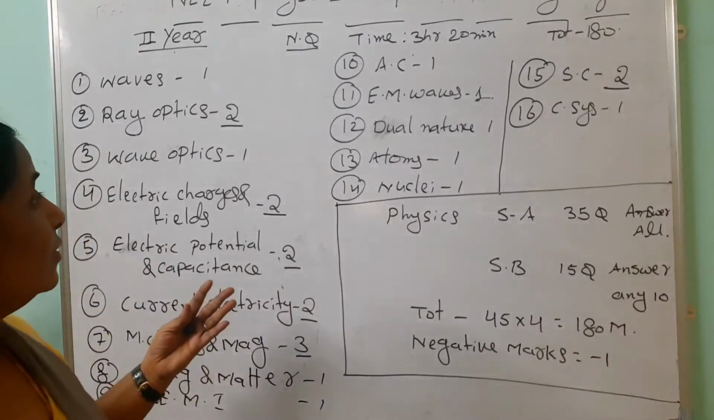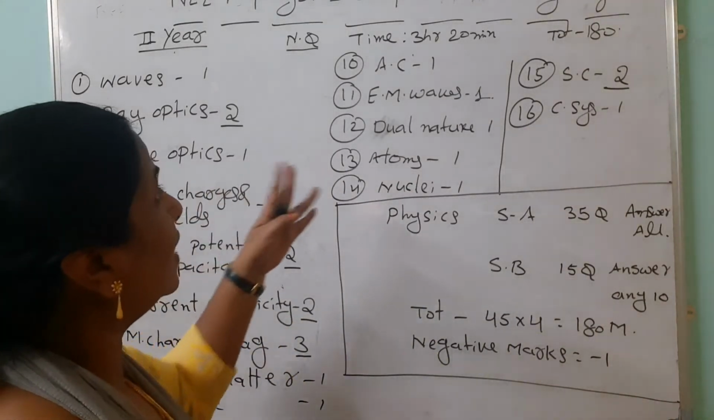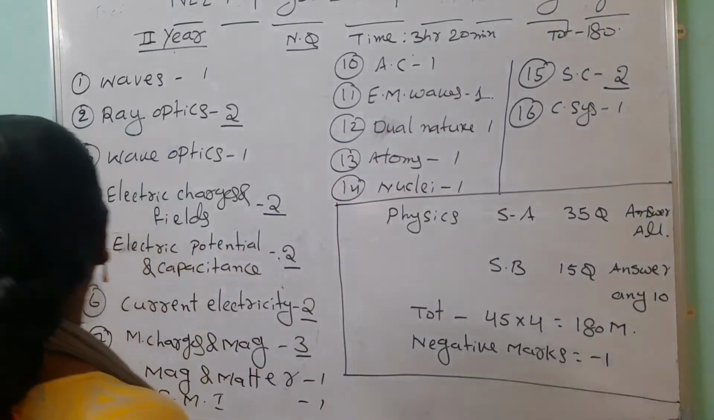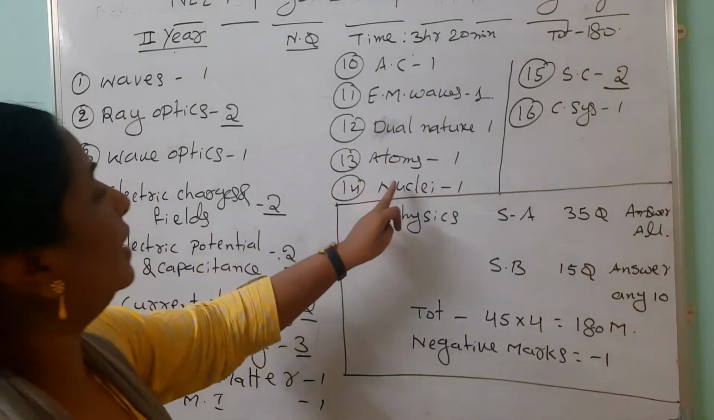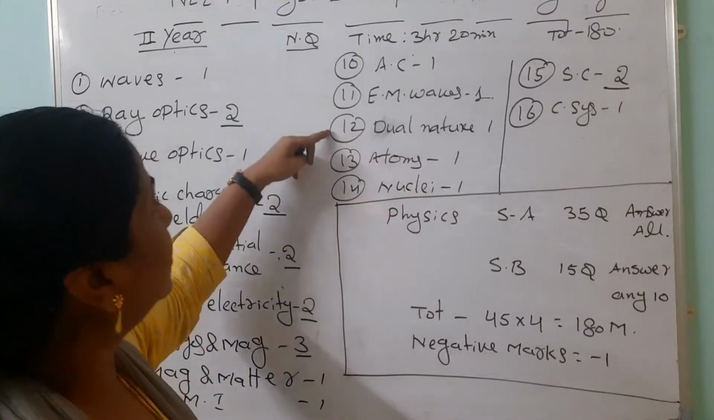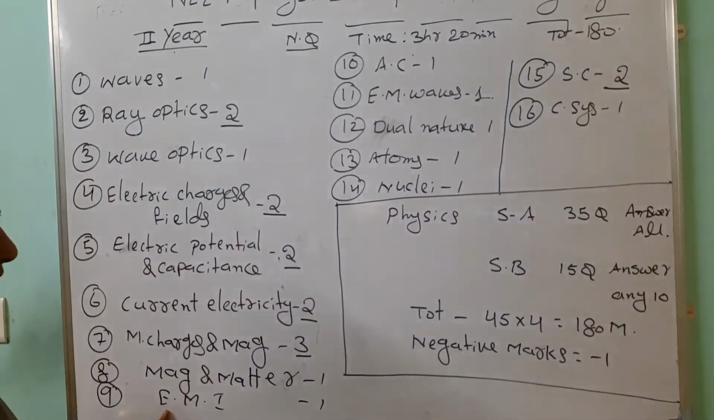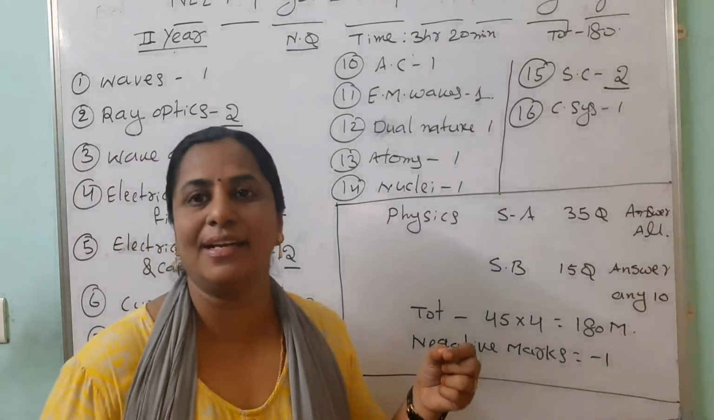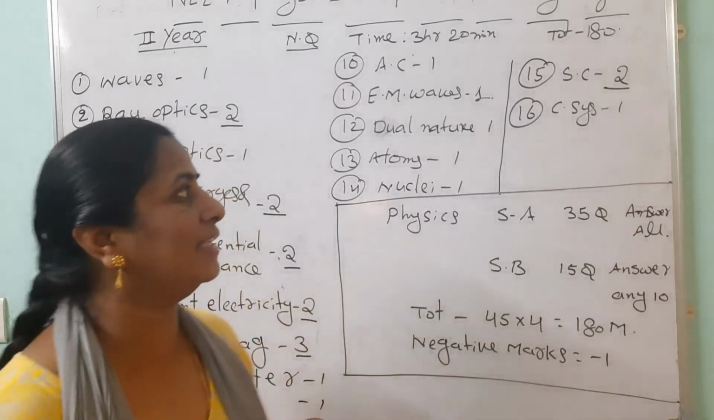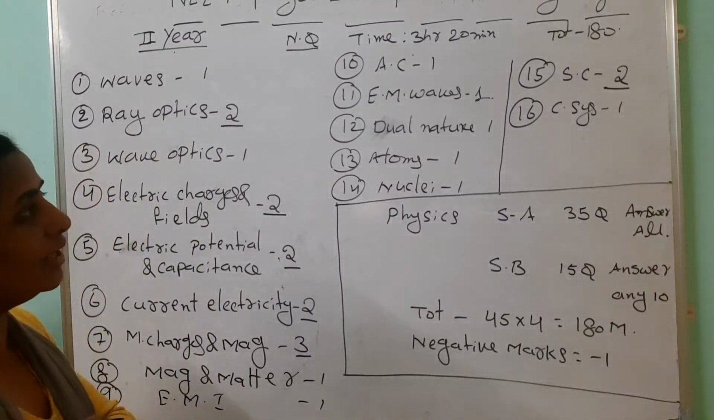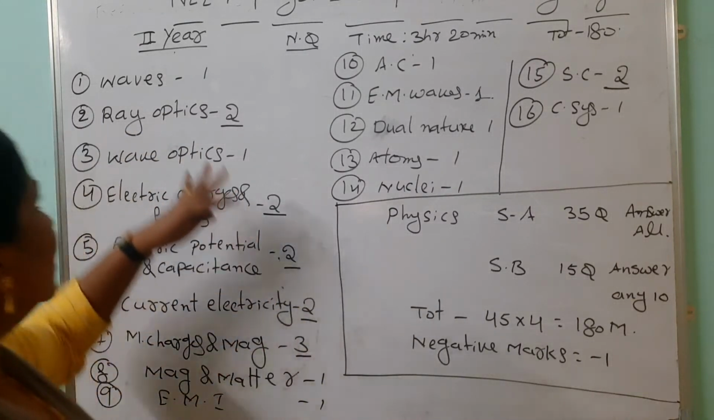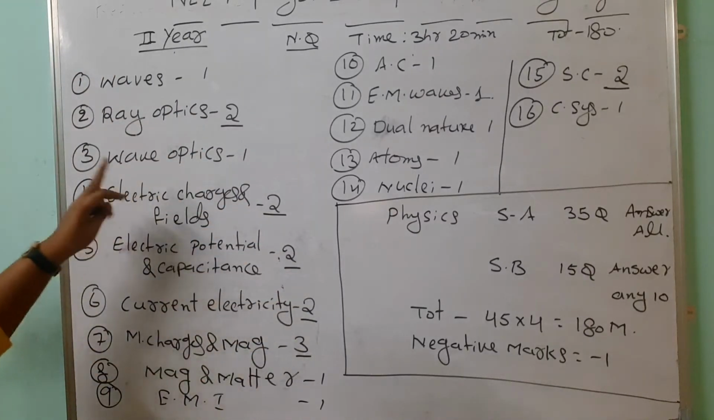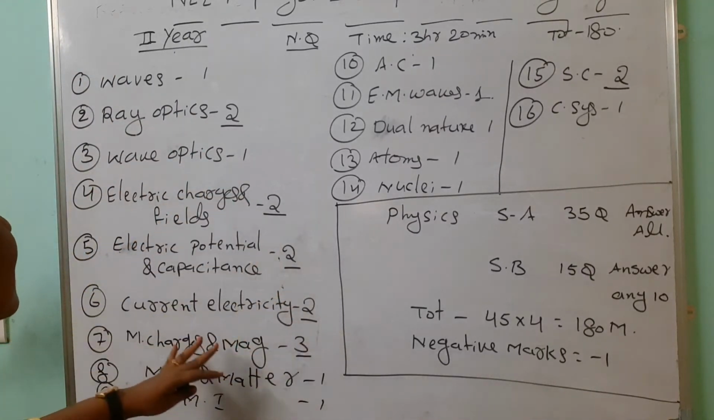See, for BiPC students, you feel it is easier while reading alternating current, electromagnetic waves, dual nature, atoms, nuclei. These 1, 2, 3, 4, and here electromagnetic induction, magnetism and matter. These are very simple chapters, and while reading you also get more interest in these chapters. So we don't leave these chapters. But the heart of this one is, look here, ray optics. Don't leave the electricity topics, those who want more score.